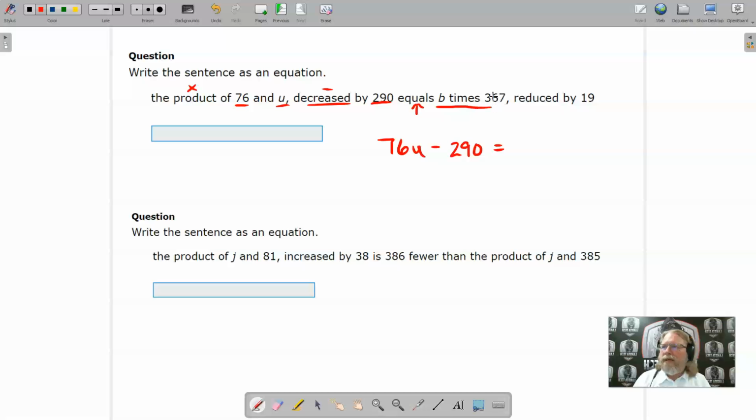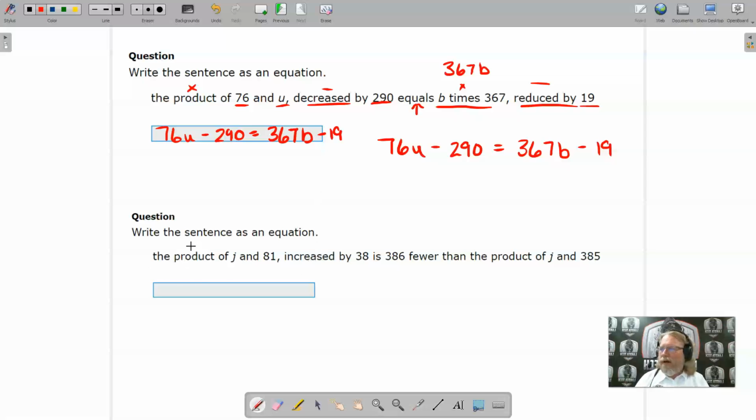Now we're doing b times 376, so it's multiplying, right? This is multiply. So we like the coefficient to be the leading coefficient, so we're going to put that first. So 367b reduced by 19. So reduced by means to subtract, so we're going to put a subtraction sign. What are we subtracting? We're subtracting 19. So in the end, we have 76u minus 290 equals 367b minus 19.